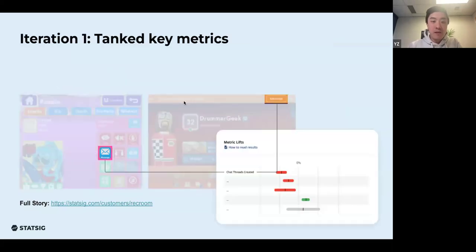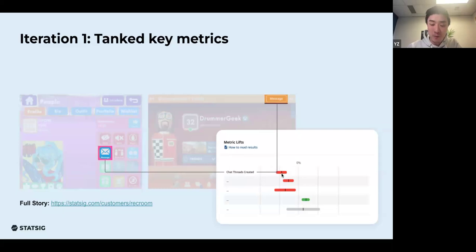Okay, the answer is they track a few key metrics, and one of the most important metrics they track is chat threads created. How many people message each other, how many people chat with each other. And it had a huge decrease. We cannot share the exact number here, but this one means it is statistically significantly negative.